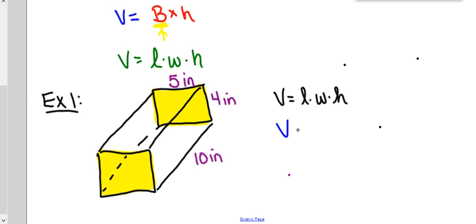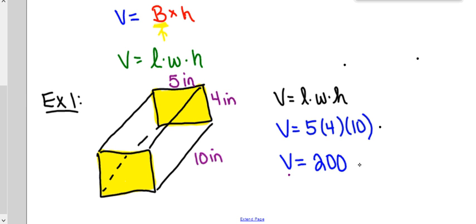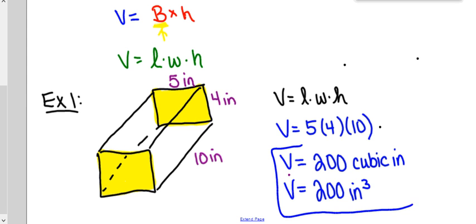All right, so let's substitute in. I've got 5 times 4 times 10. And when I use my calculator to multiply all that out, I find that the volume of this rectangular prism is 200. And I can either label this cubic inches, or I can label it inches cubed. Either one of those gets the job done very nicely.